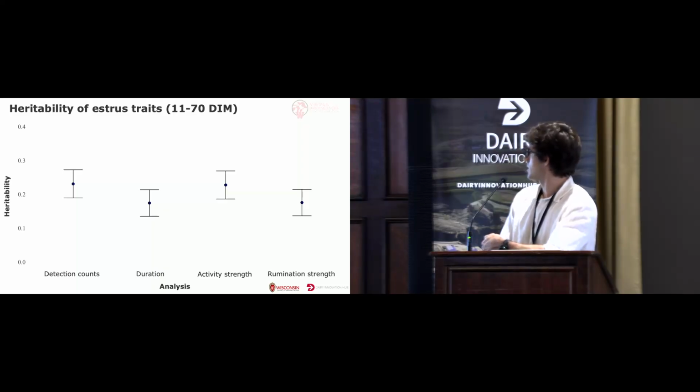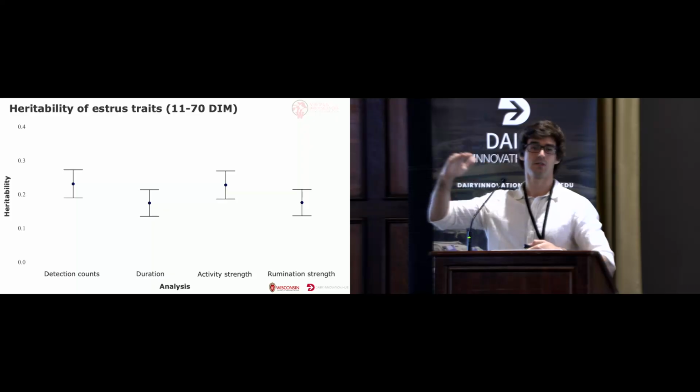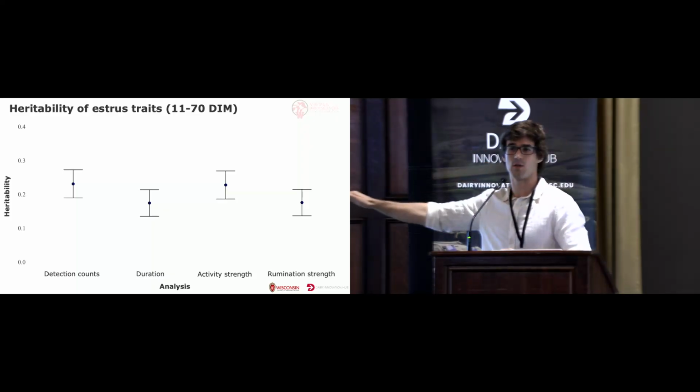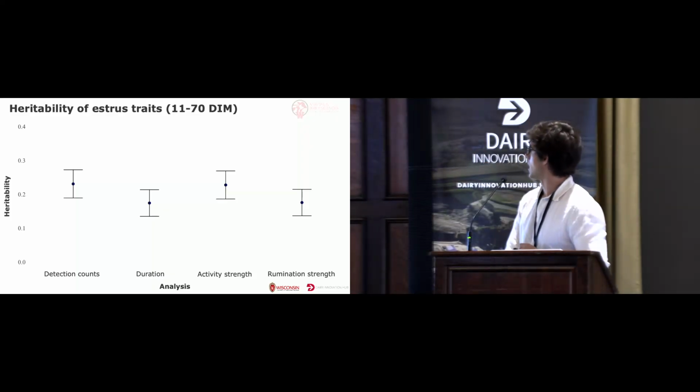So these are the 4 traits: detection count, duration, activity strength, rumination strength. This is the average, and the vertical lines are the 95% confidence interval. To make life simpler, we can say that none of them is different from 0.2. So 0.2 is the heritability that is equal across all the traits that I am showing here.